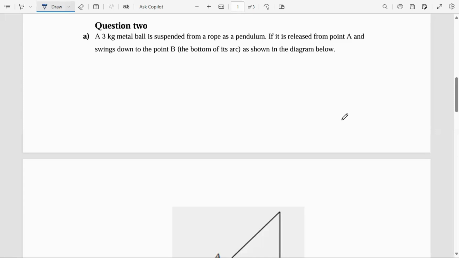Question 2 actually has two parts, A and B, and question A has a diagram. It says a 3 kg metal ball is suspended from a rope as a pendulum. If it is released from point A and swings down to point B, the bottom of the arc as shown in the diagram below. So this is the diagram here.